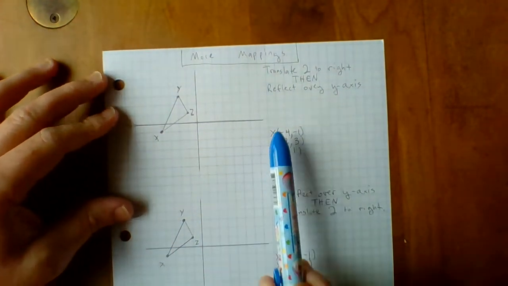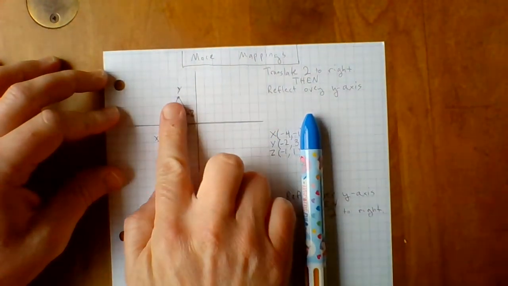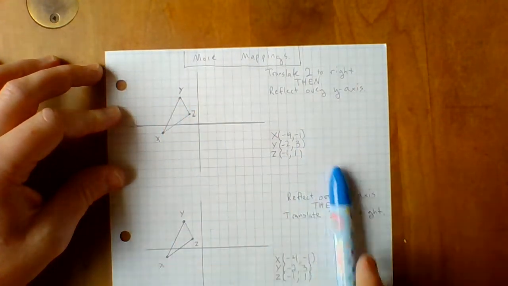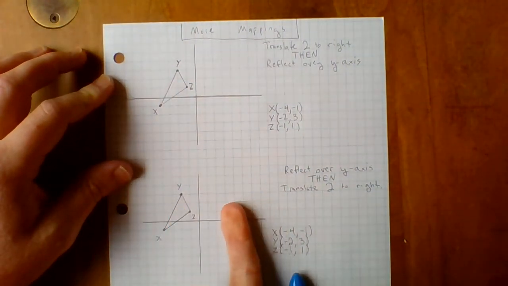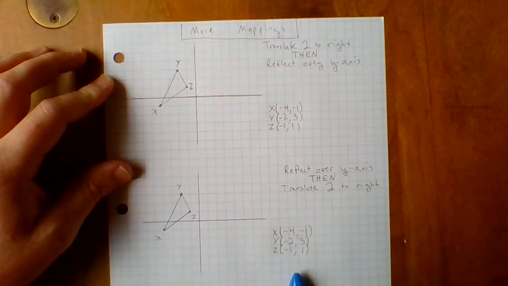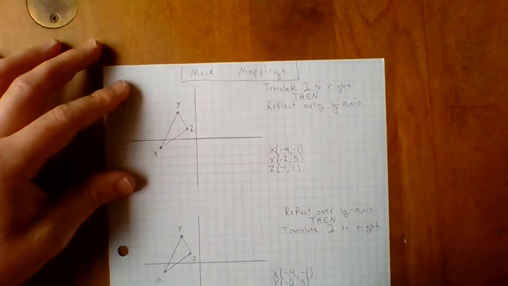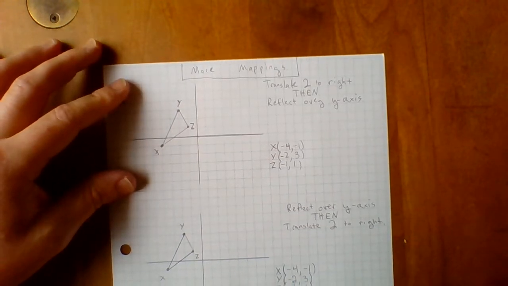order. So if we just think about how that looks first, this triangle is going to move 2 to the right and then flip over the y-axis, whereas this triangle is going to flip over the y-axis and then move 2 to the right. So they'll definitely end up in very different places, and I wanted you to see how that works. But I also want to make a mapping.